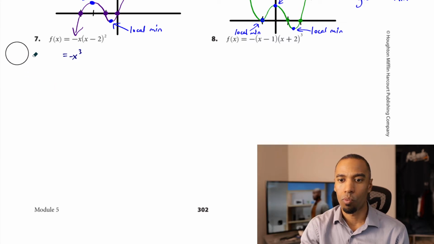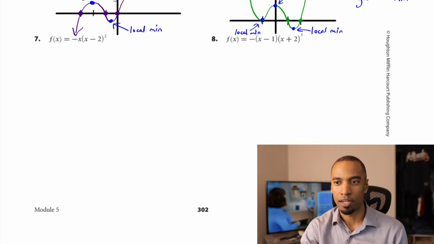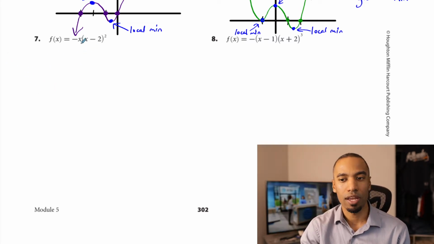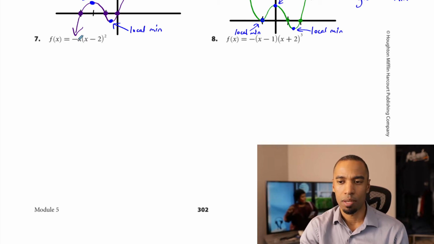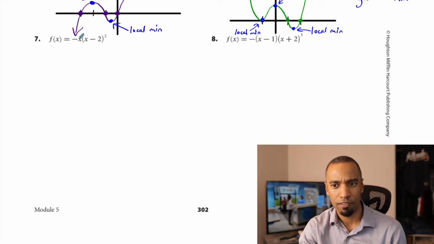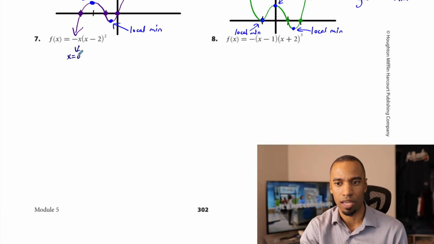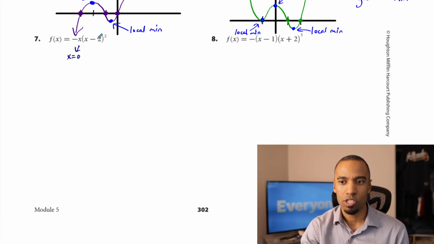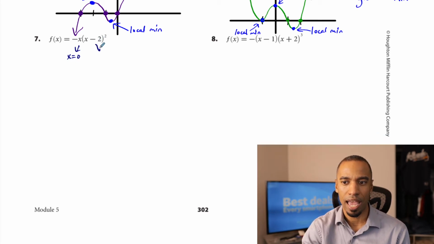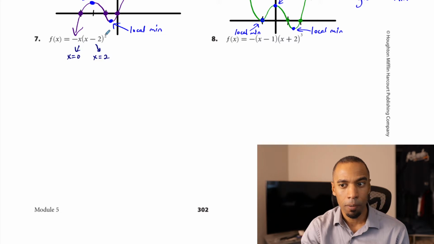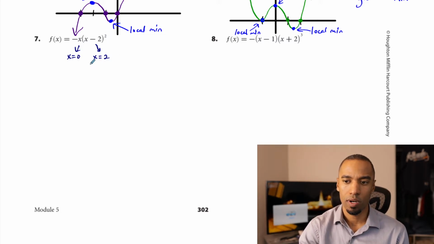Now, that's what we know. It's an x cubed graph, odd degree. That's what it's going to do. Let's find our intercepts. Remember, the intercepts go zero product property. If negative x equals 0, then x equals 0. That is one of your intercepts. And then if x minus 2 equals 0, then x equals 2. That's the other one. This is, however, squared here. That means this one has a multiplicity.